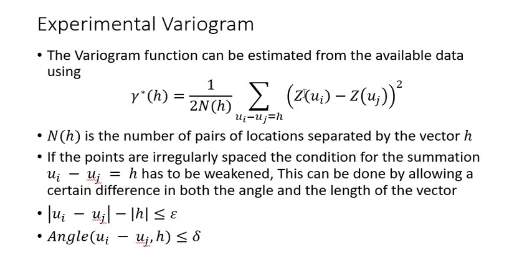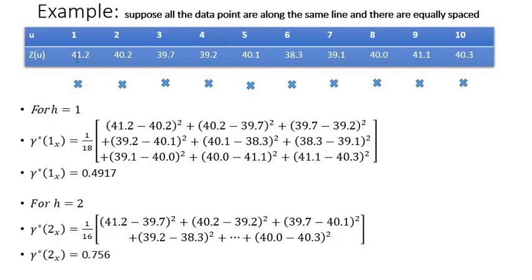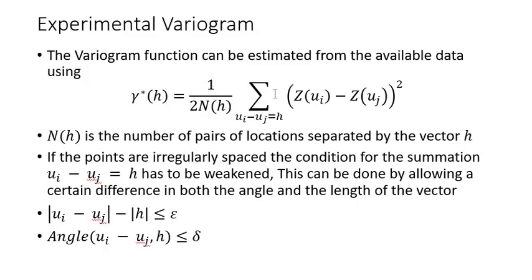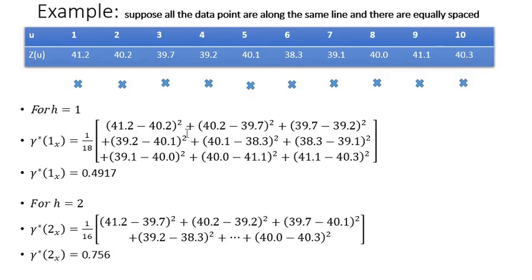And then you need to compute Z(ui) minus Z(uj), which are the differences between the measurements at two locations. So for the first two, you have the measurement 41.2, so this is 41.2 minus 42.2, and then you square that as per our formula. Plus, this plus is coming from the summation sign there. You see that summation sign? It's the one that is giving us this addition.